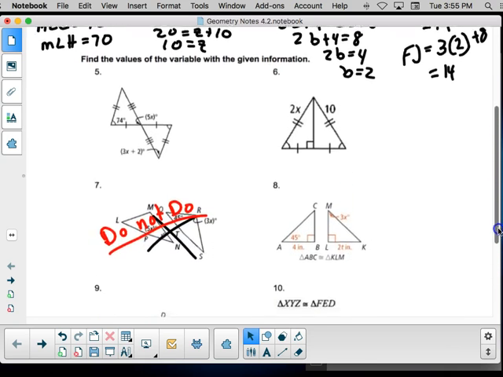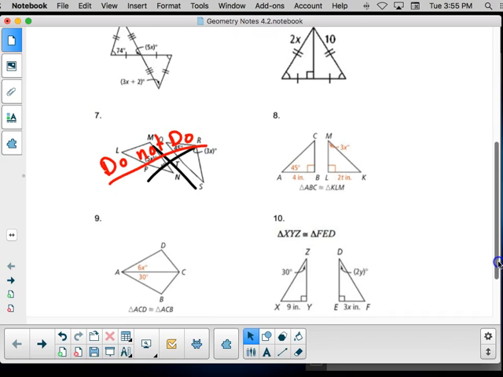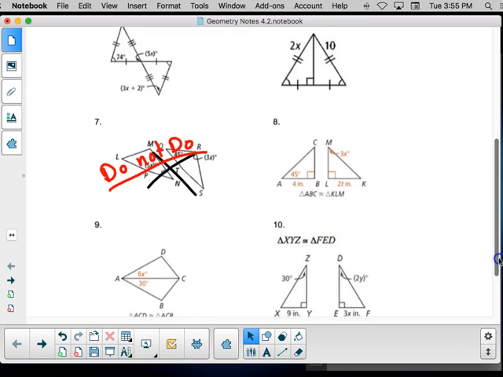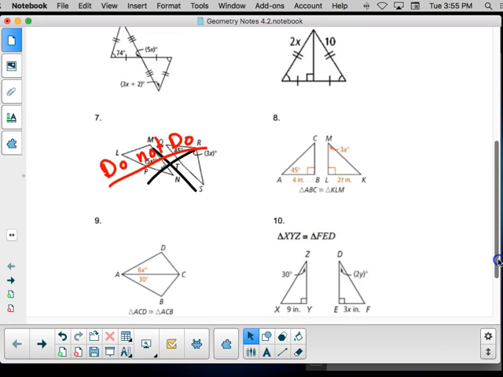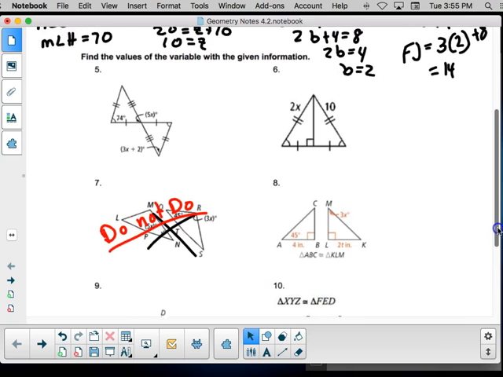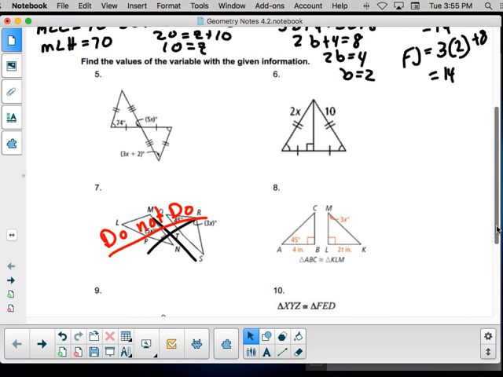Now 5, 6, 7, 8, 9, and 10. Now 7, you've got to skip. I didn't notice that when I handed it out. It's just not going to work, so don't even try to get an answer. There isn't anything close. You had to make some assumptions that just won't be fair for anybody. And 5, let's look at this.